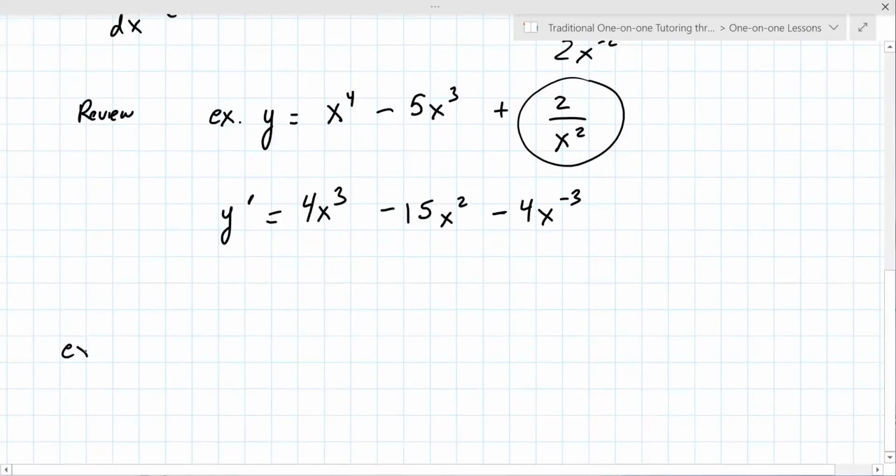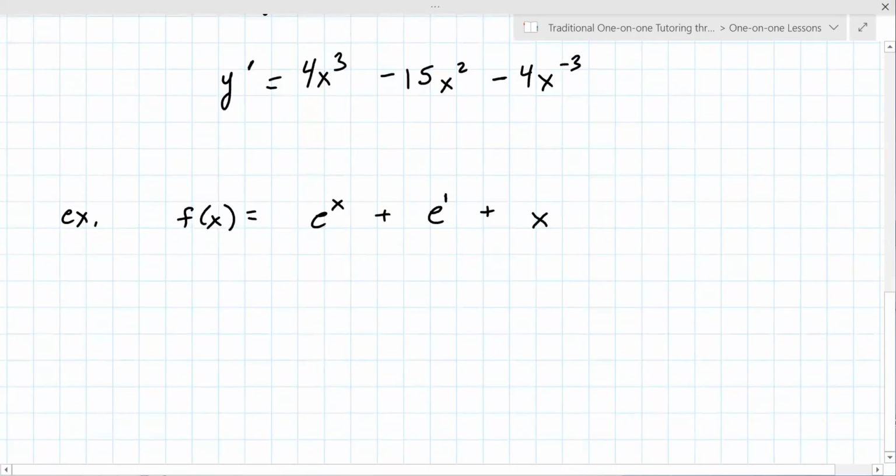Okay, so let's do another example. Let's say f of x equals e to the x plus e plus x. So this is one of the ones that we covered up here.